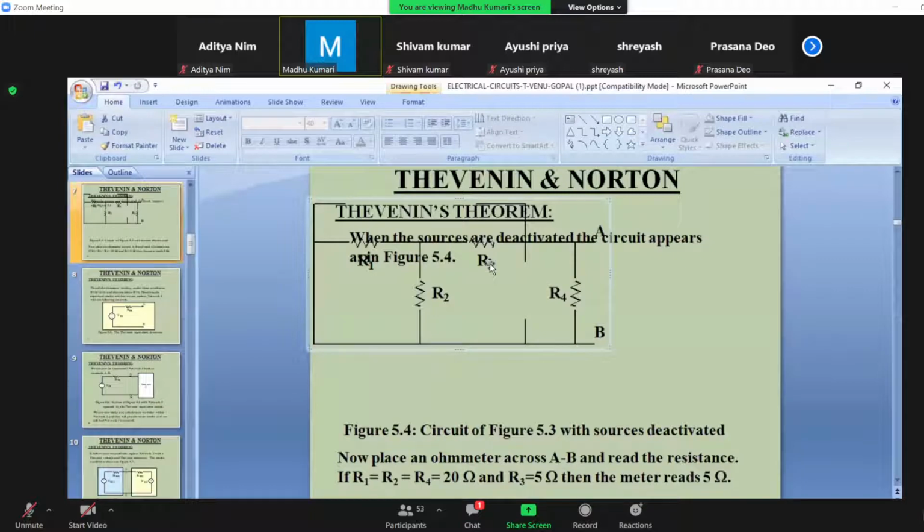Now here in the circuit of figure 5, with the source deactivated, place an ohmmeter across A and B and read the resistance. R1, R2, R4 equal 20 ohm and R3 equals 5 ohm. Calculate the equivalent resistance and tell me what it will be.